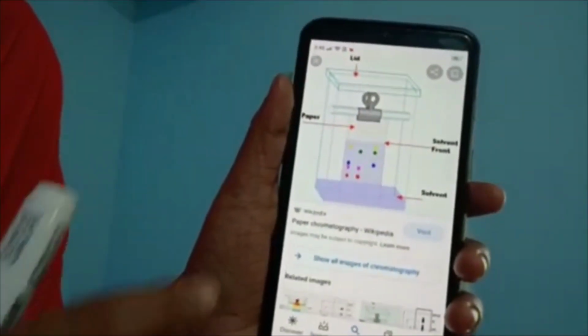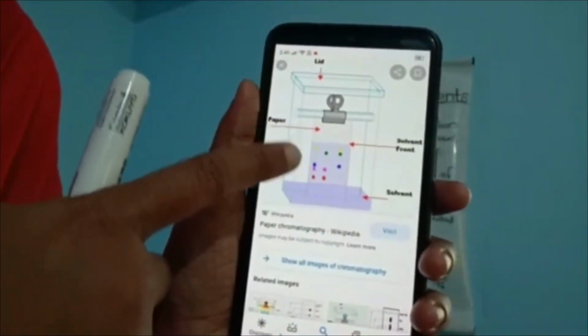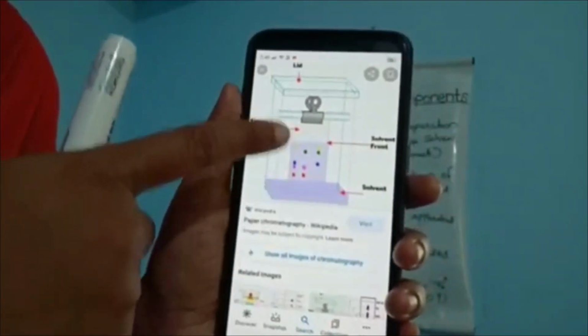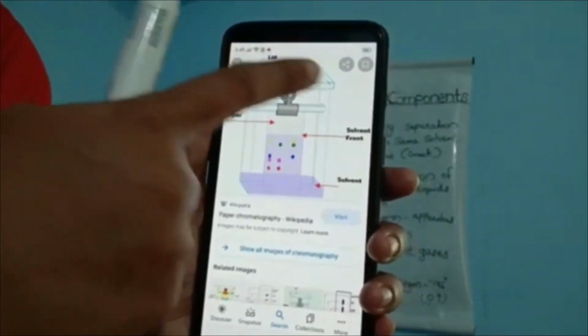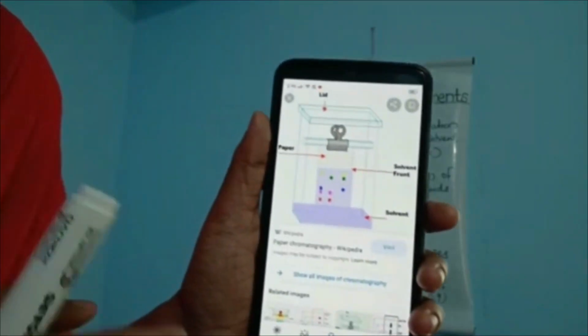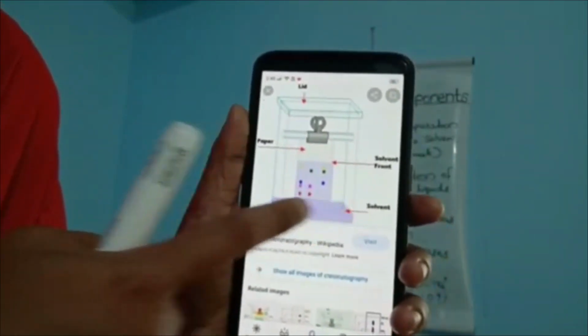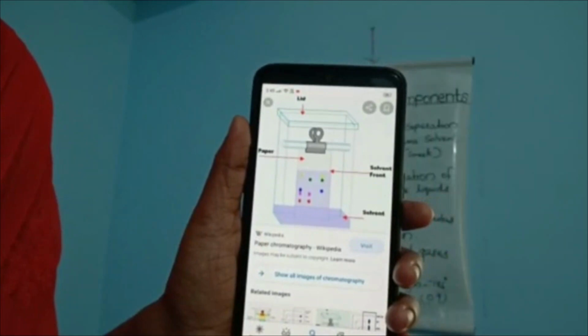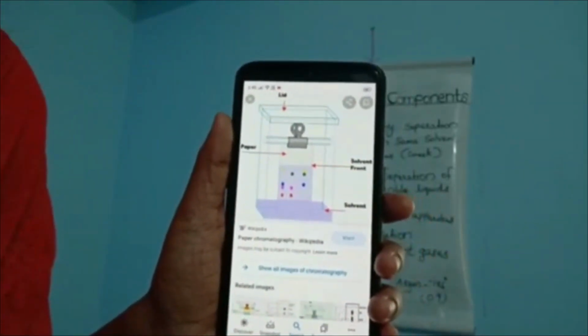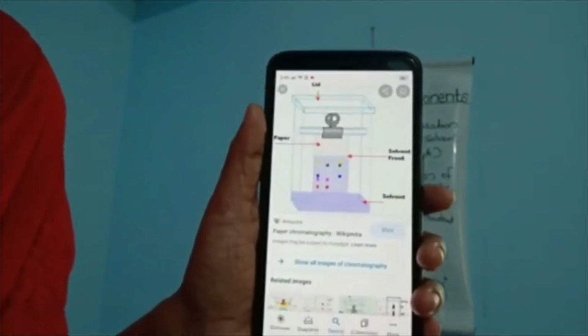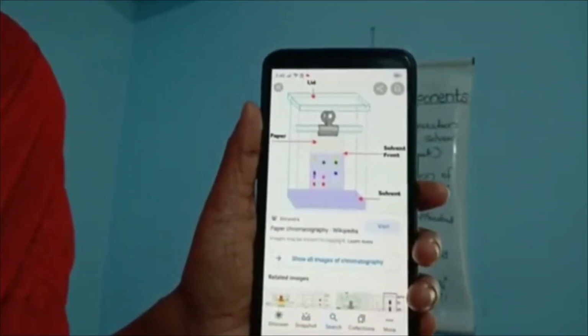Okay children, listen here. As I told you, we are fixing our filter paper inside the glass chamber. You can see that water is there at the bottom. Water is taken as the solvent, because the ink is dissolving in the solvent only. So the solute is dissolving in the solvent only.